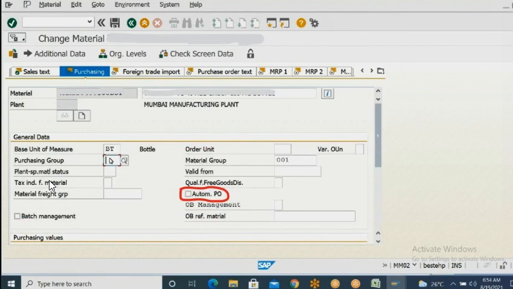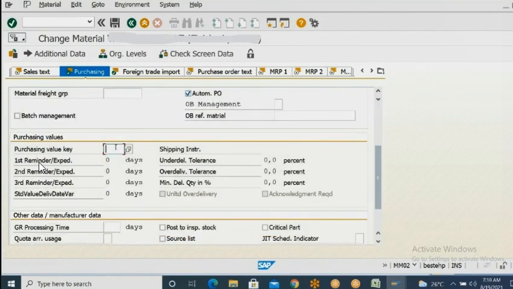Next here we have plant specific material status. This will help to block the material in a particular plant. And here we have automatic PO. If you check this, then while creating a sales order in the third party process and IPO process, the system automatically generates a PO.